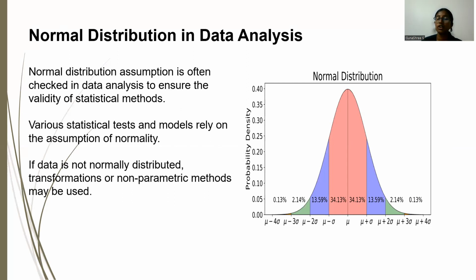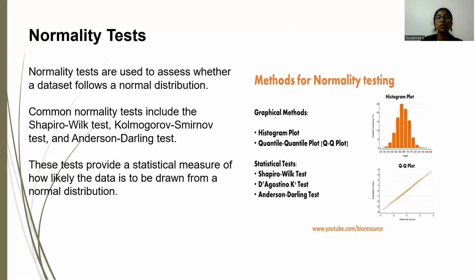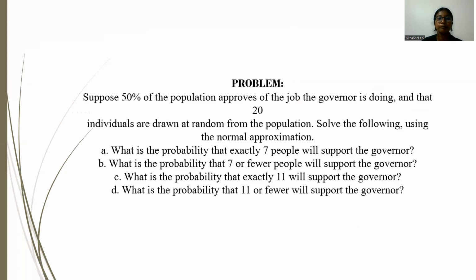If the data is not normally distributed, transformations or non-parametric methods may be used to determine the normal distribution in data analysis. Now, normal tests: what is a normal test and what is it used for? These are basically used to assess whether a data set follows a normal distribution or not. There are a few tests like the Shapiro-Wilk test, Kolmogorov-Smirnov test, and Anderson-Darling test. These tests provide a statistical measure of how likely the data is to be drawn from a normal distribution.